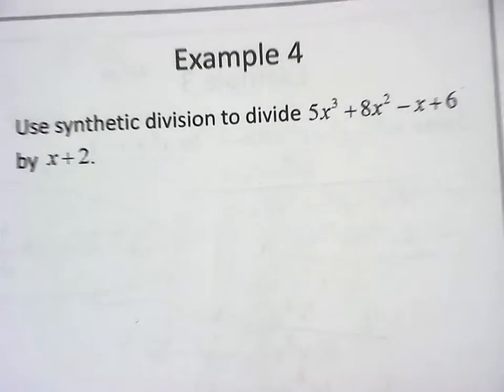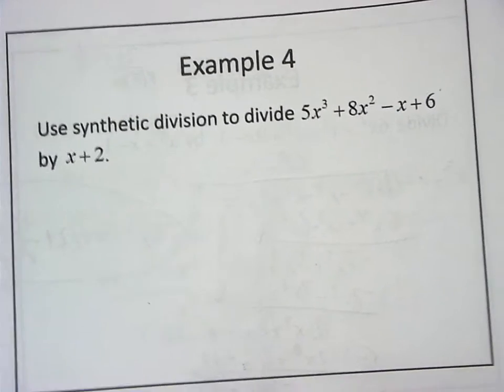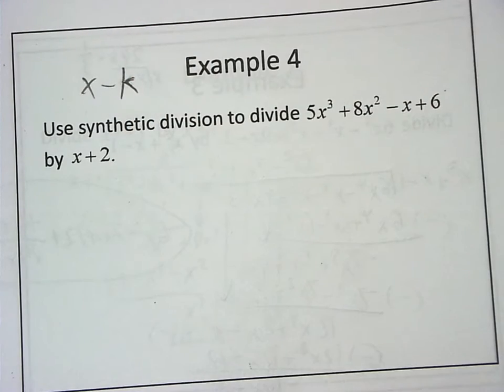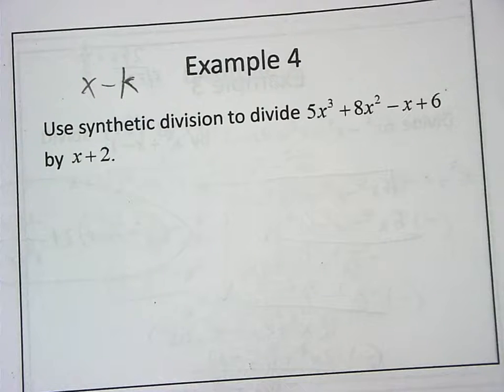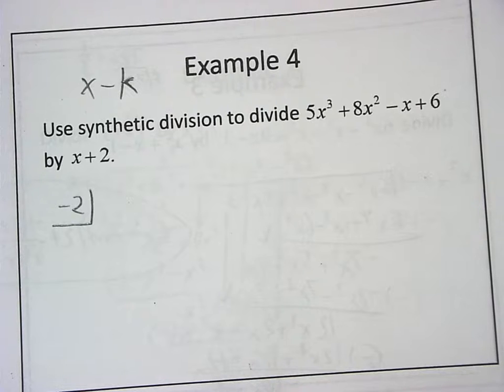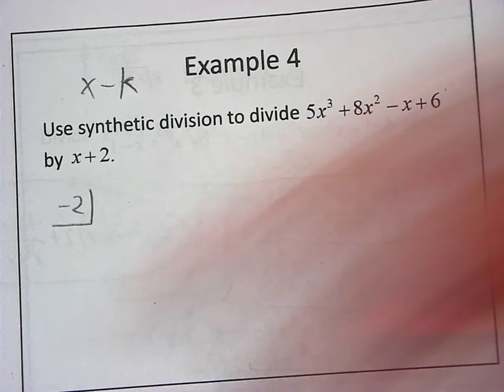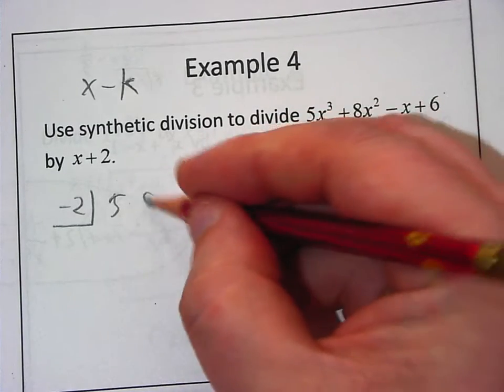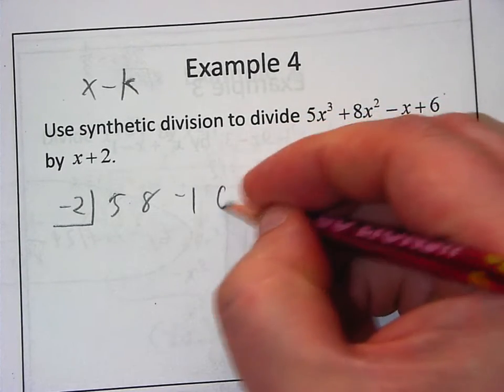Okay? Let's actually look at one. This is one of those, honestly, do 5 or 6 of them, you'll have it solid. So, if I have this problem, and I want to use synthetic division to divide. Now remember, your divisor needs to be in this format of x minus k. What would the k value be in this case? Negative 2. Okay? So I'm going to put that here. I'm going to put a box around that. Now, I'm going to write down all the coefficients that I need. So I have 5, 8, negative 1, and 6.